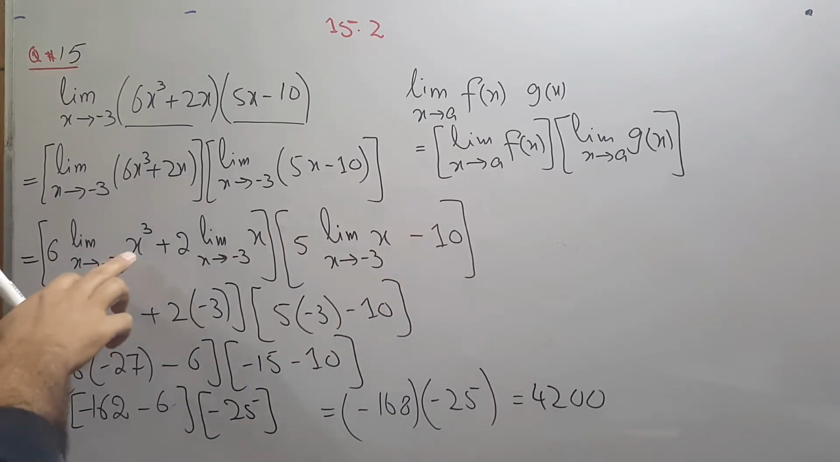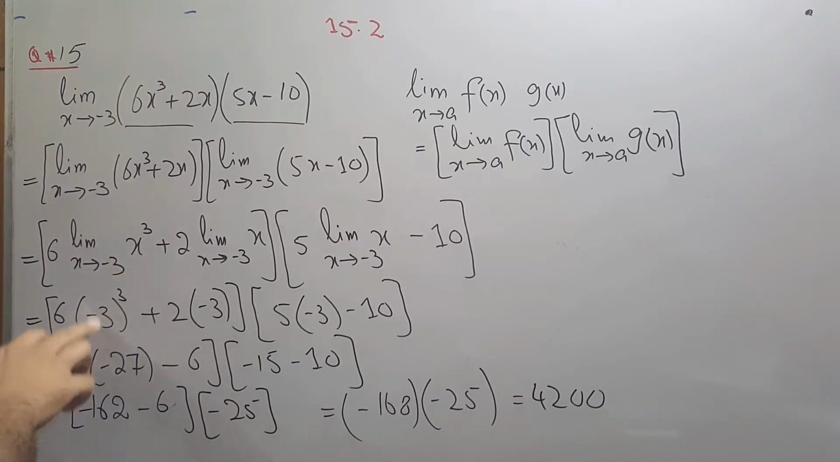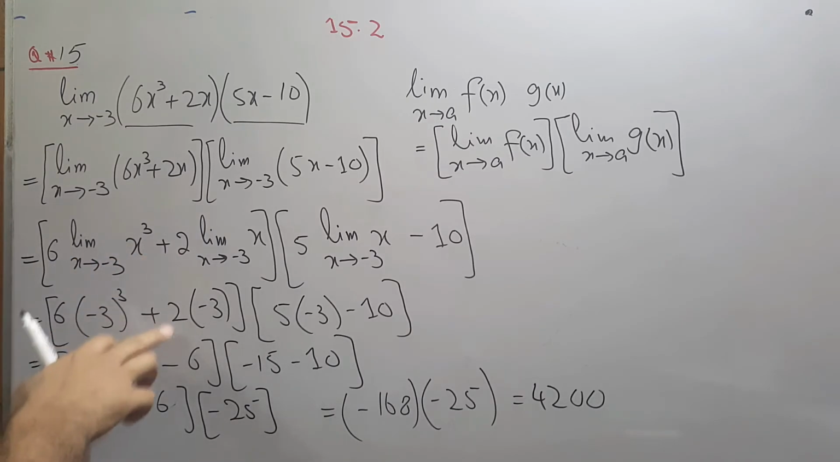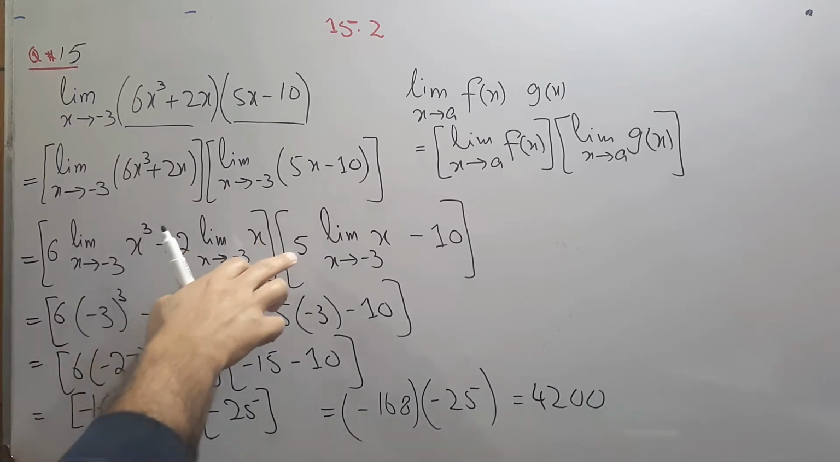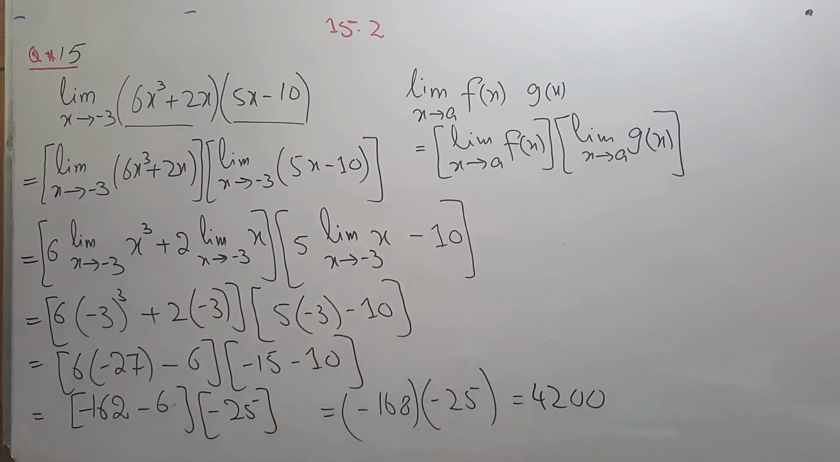Now 6 as it is, and then you apply the limiting value minus 3 for x, so we have minus 3 power 3, plus 2 as it is. Instead of x, we write minus 3. 5 as it is. Instead of x, we write minus 3, and this is as it is. Minus 3 times minus 3 three times gives you minus 27. You multiply into 6 gives you 162.